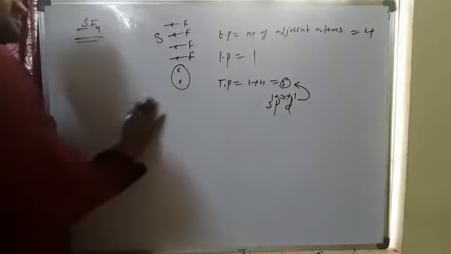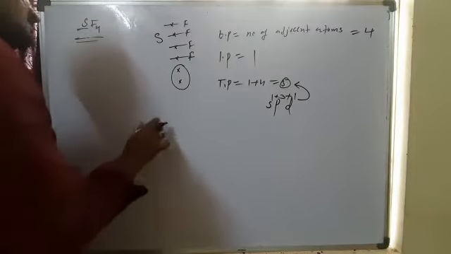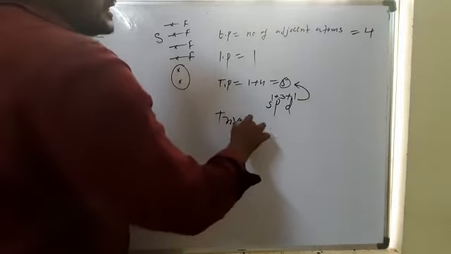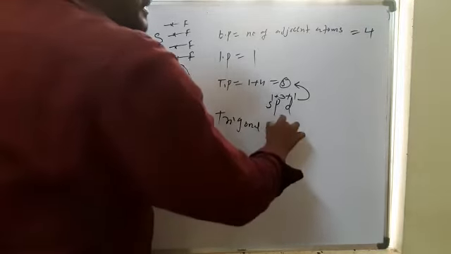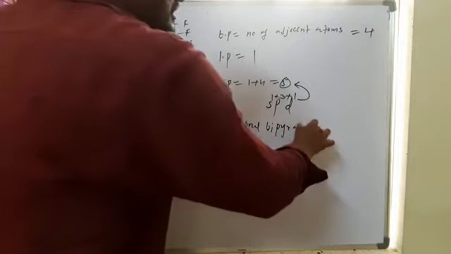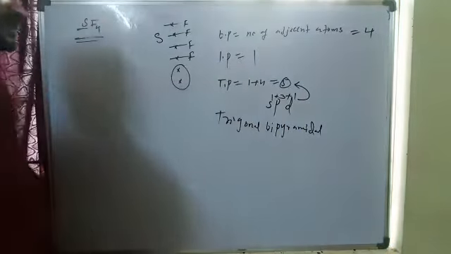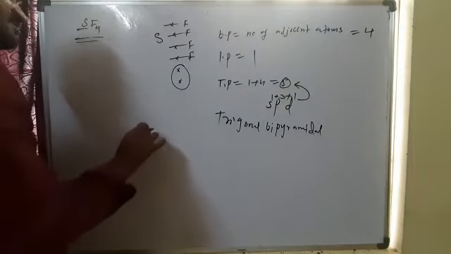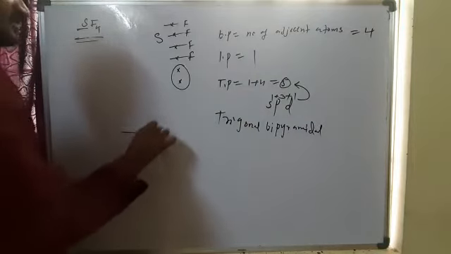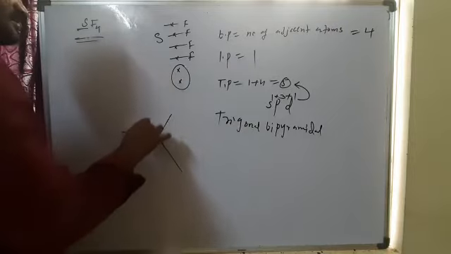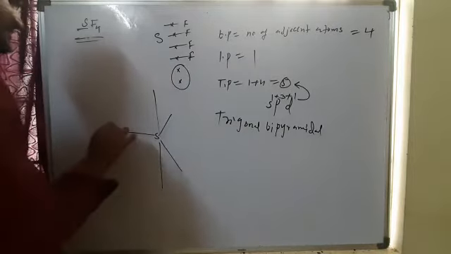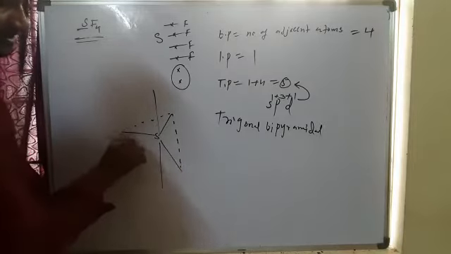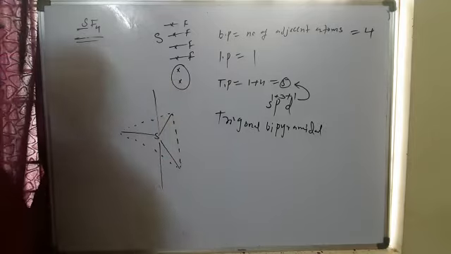If the hybridization is sp3d, then the shape should be trigonal bipyramidal. Generally trigonal bipyramidal is the geometry. So the central atom sulfur has a trigonal bipyramidal structure. It is like this. This is the trigonal bipyramidal shape.